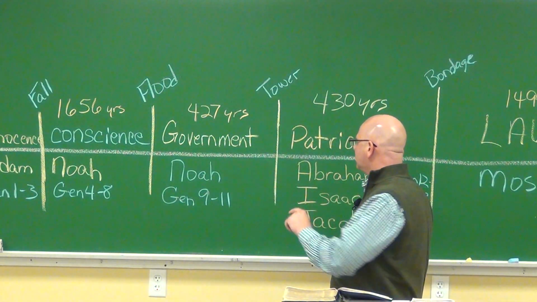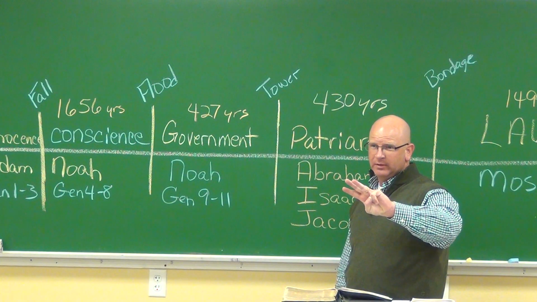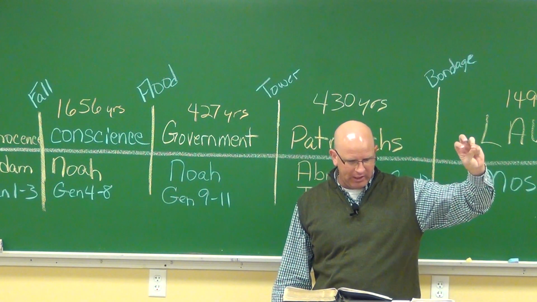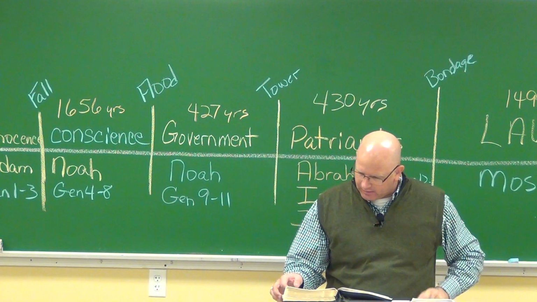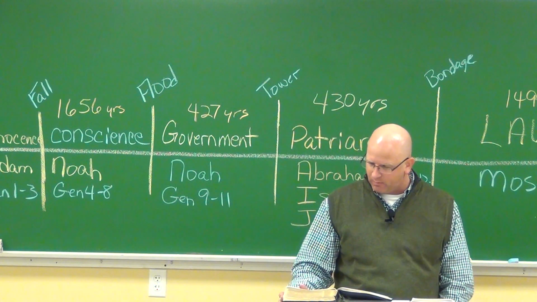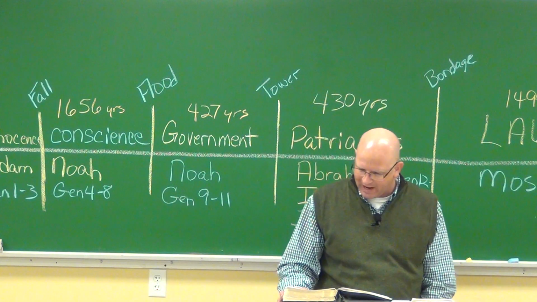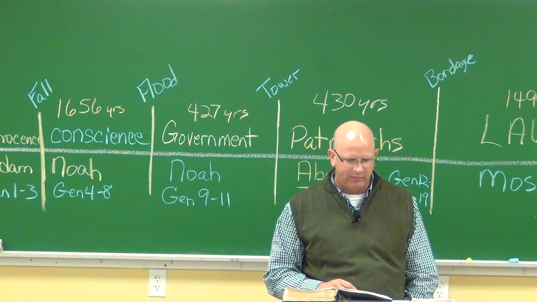Now, here's something. Genesis chapter number 10. Noah's got 3 boys. Shem, Ham, and Japheth. You'll find it in Genesis chapter number 10. Look at verse 1. "Now these are the generations of the sons of Noah, Shem, Ham, Japheth. And unto them were sons born after the flood." And that gives you the generations of Shem, Ham, and Japheth.